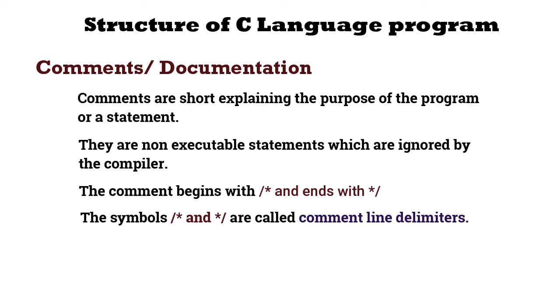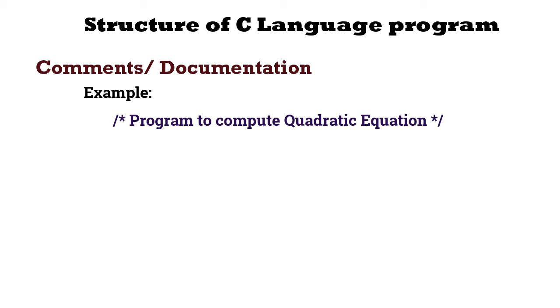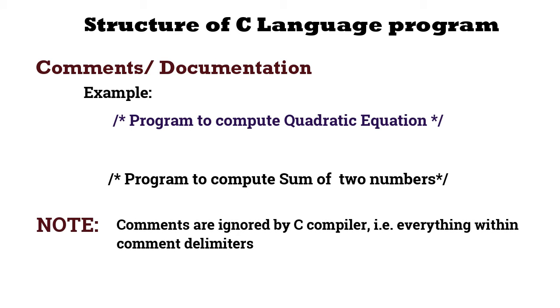Here we can put any message we want in the comments. For example, I want to give the program name as program to compute the quadratic equation, or program to compute the sum of two numbers. So this specifies the comment line delimiters. Note, comments are ignored by the C compiler, that is, everything within the comment delimiters is ignored by the C compiler.